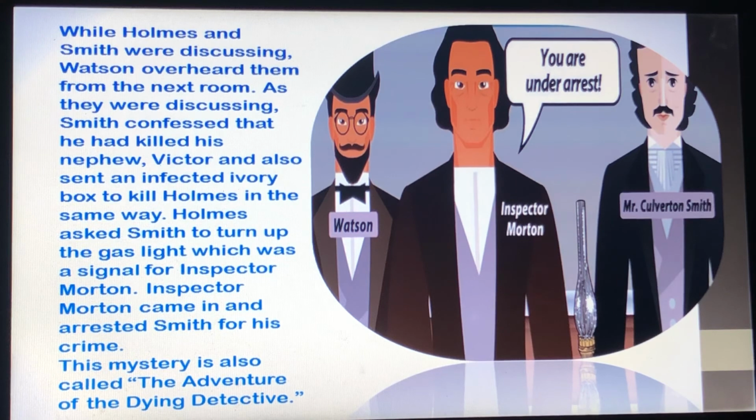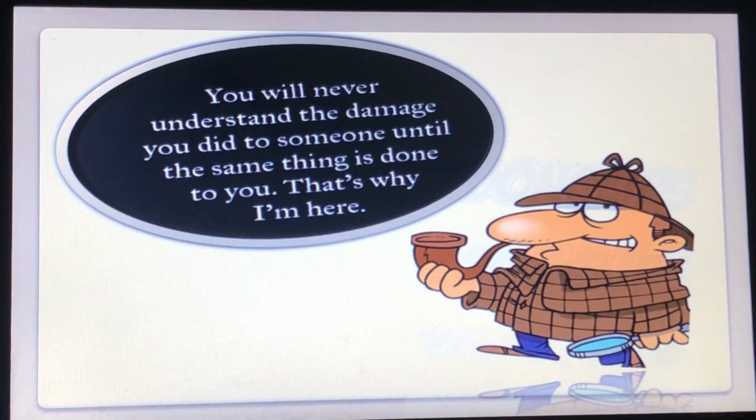So children, two of the most prominent themes of the story are those of revenge and friendship. It shows the revenge of Culverton Smith towards his nephew and the friendship of Watson for Sherlock Holmes.